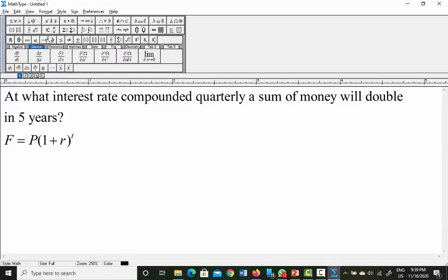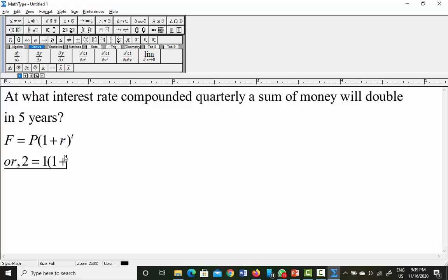So power t, right? Let us assume that the future value is 2 taka and the present value is 1 taka. That means if you invest 1 taka today, you should get double, which means you should get 2 taka after 5 years. So the present value is 1 taka, the future value is 2 taka, and the rate of interest we don't know.